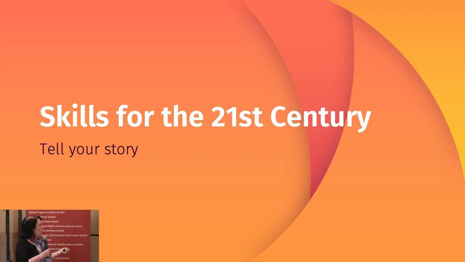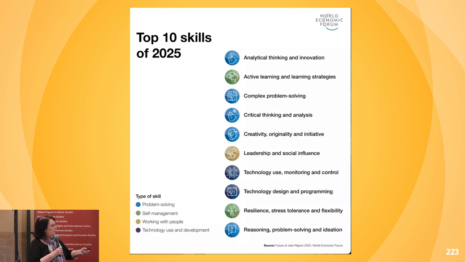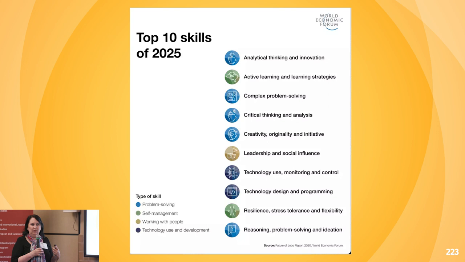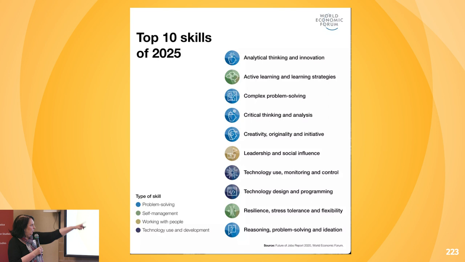So this is the actual list. This list was put together right before the pandemic in 2020, skills that students would need for 2025. So starting with analytical thinking, going down to problem solving, and it's also really useful for students to be able to look at an infographic and understand the patterns and look at the four categories that they created, color-coded: problem solving, self-management, working with people, tech.